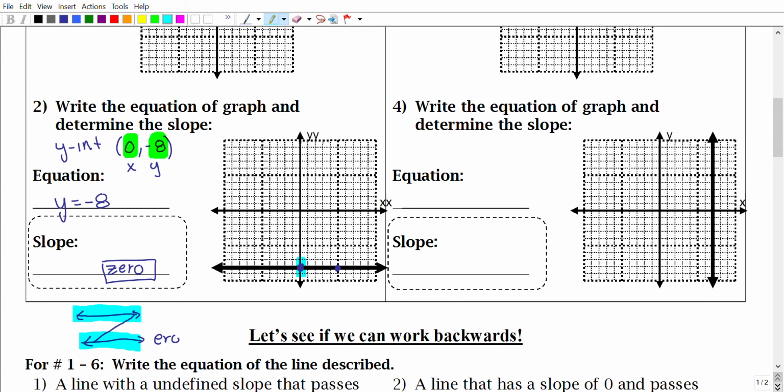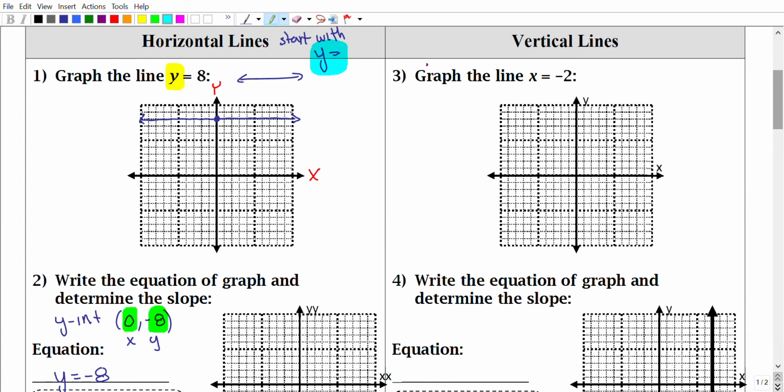Okay, now let's go up here to vertical lines once again, and this is just review, guys, because we've already done this before. We just want to make sure we remember that. So vertical lines always start with, you guys remember, these will always start with x equals. Now again, let's look at number 3 to get that point across a little better. So we have graph the line x equals -2.